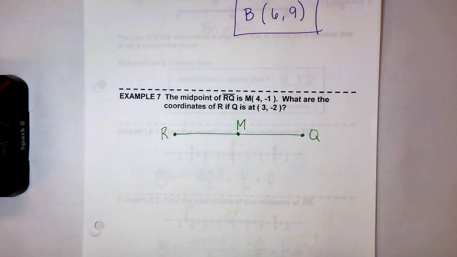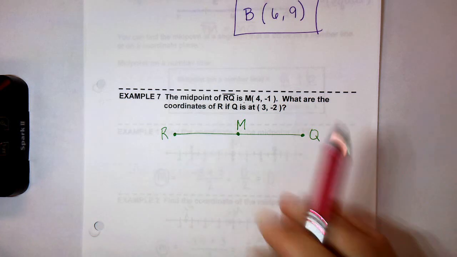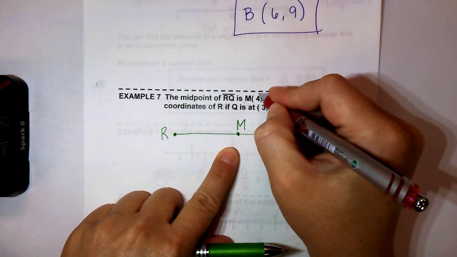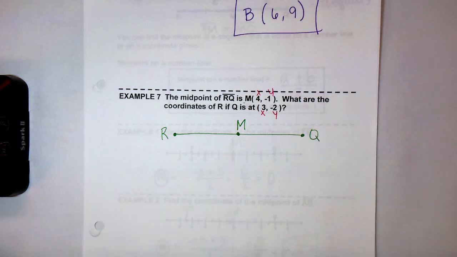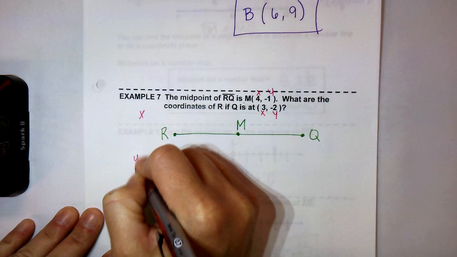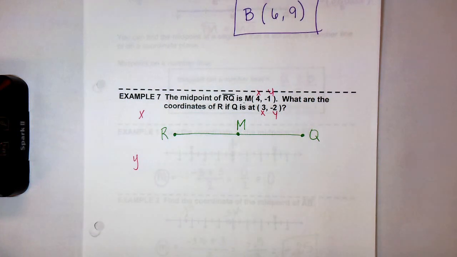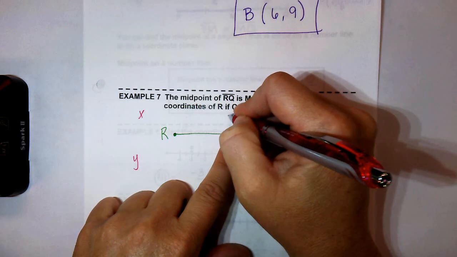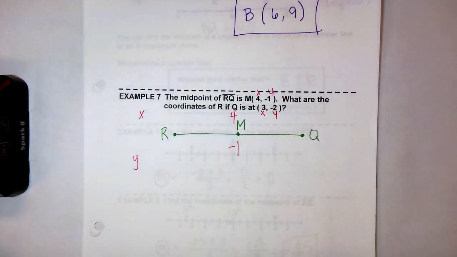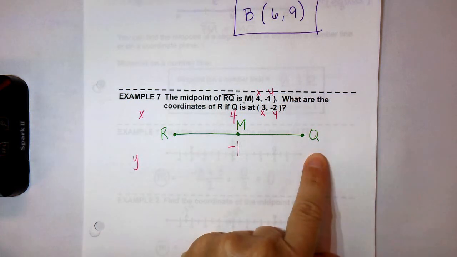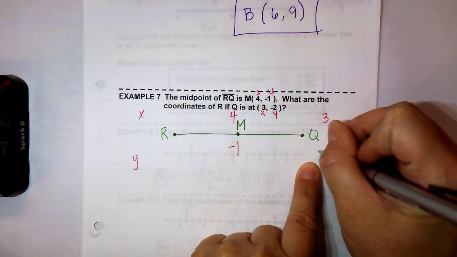And it is actually the midpoint. That's why we're calling it M. Make sure you label correctly on this one because they kind of tried to throw us a curveball a little bit, right? Because they gave us Q instead of R. So M, here's my X and my Y, Q, X, Y, and I'm going to put X's on top and Y's on bottom. So for M, 4 and negative 1. And then Q is on this side, 3 and negative 2.